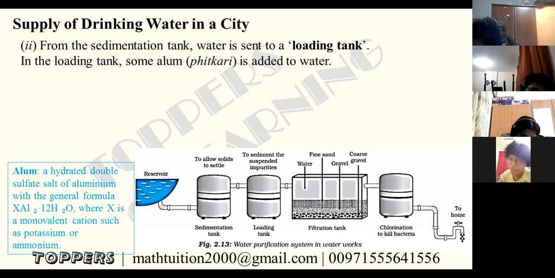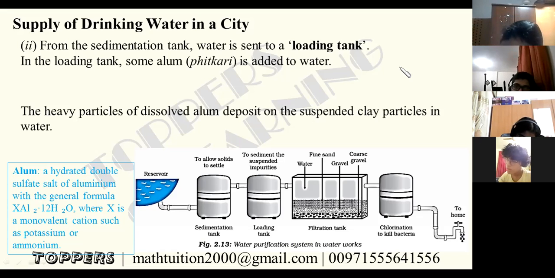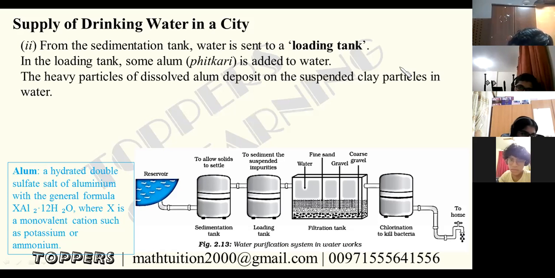What is alum? Alum is a hydrated double sulfate salt of aluminium with the general formula XAl(SO4)2·12H2O, where X is a monovalent cation such as potassium or ammonium. It's not important. Sometimes we'll say potassium alum, ammonium alum, or generally we'll call it alum. Okay, what will it do? The heavy particles of dissolved alum deposit on the suspended clay particles in water.